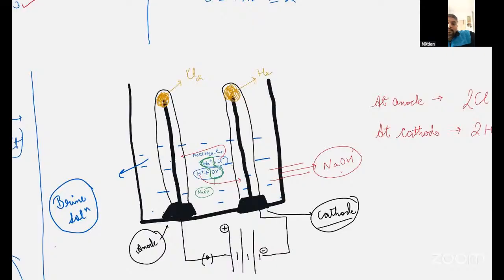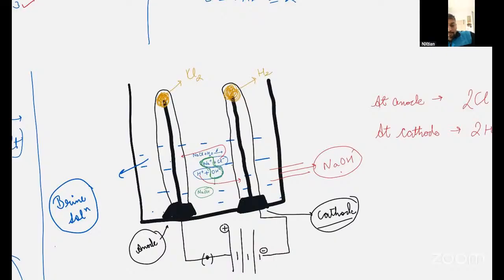I will explain it a little bit quickly. NaCl plus water is the brine solution. I pass the electricity into it. The positive terminal is called the anode. The negative terminal is called the cathode. In the presence of electricity, NaCl breaks into Na plus and Cl minus. In the same way, water will also break into H plus and OH minus.